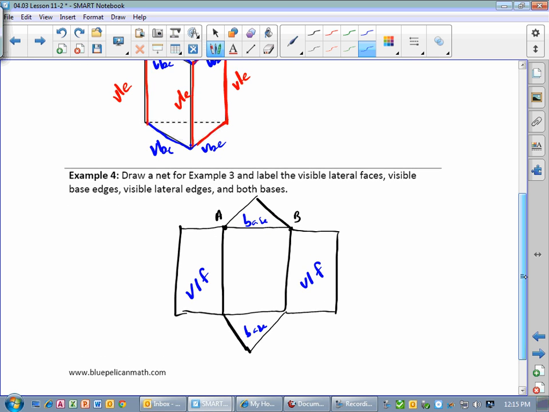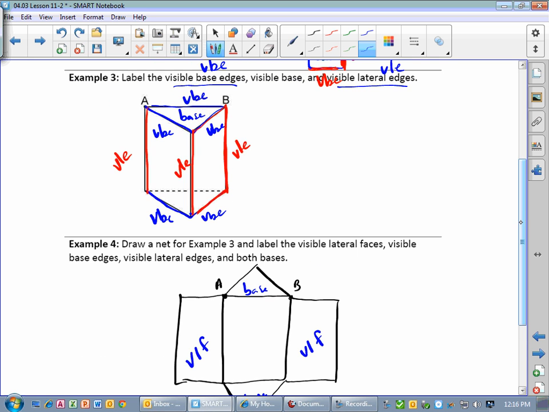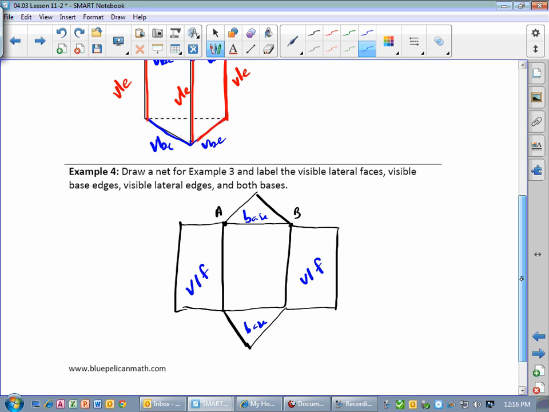Okay. So for the base edges, we can see, we already labeled, we can see all three on the top, and we can see two on the bottom. So let's figure out which ones apply. So the top one, we can see all three. So visible base edge, visible base edge, visible base edge. Now on the bottom one, which ones correspond to the two that we can see? So this one's coming out, this is coming out. So it must be these two. So we have a visible base edge here and a visible base edge here. Notice we can't really, in three dimensions, see this back one. It's that dotted line.